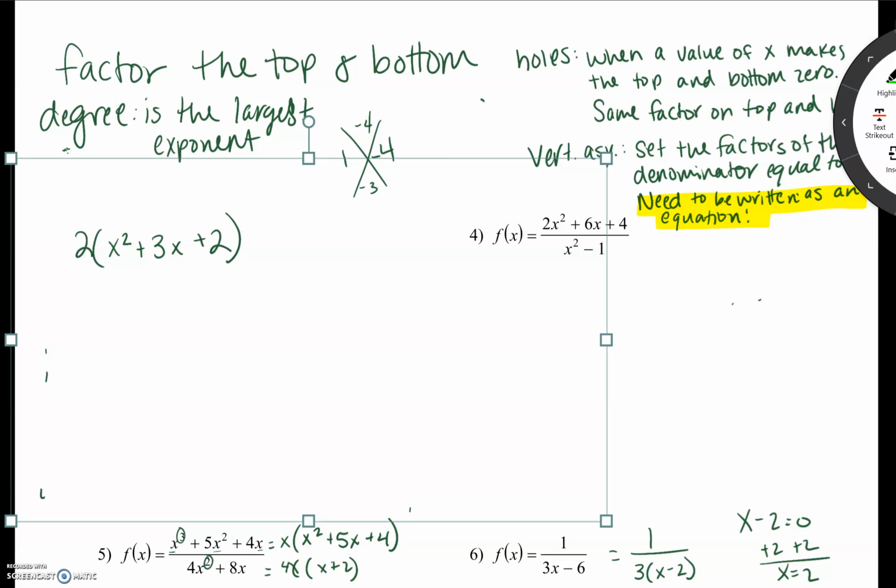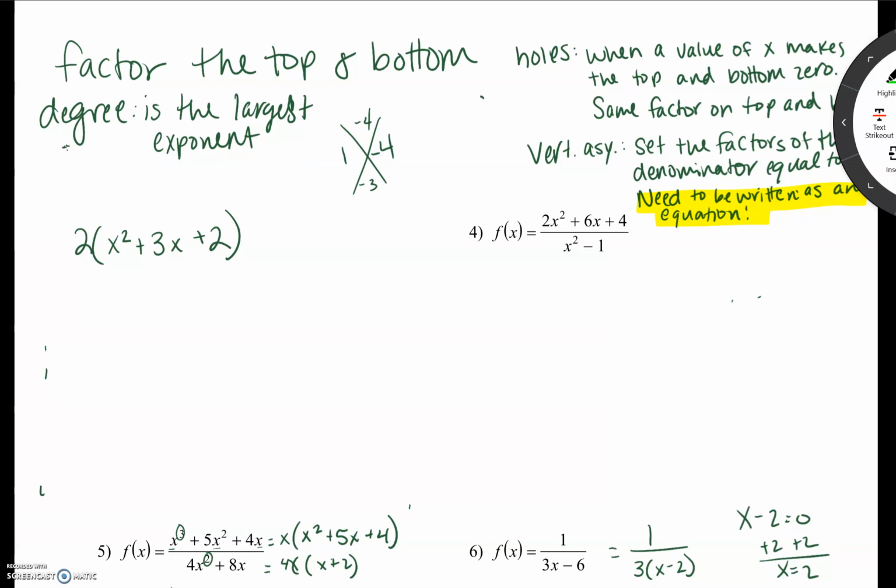So I have a 2 up top. So what factors of 2 will add to 3? Nailed it! 1 and 2. So my factors are going to be 2 times x plus 1 times x plus 2.